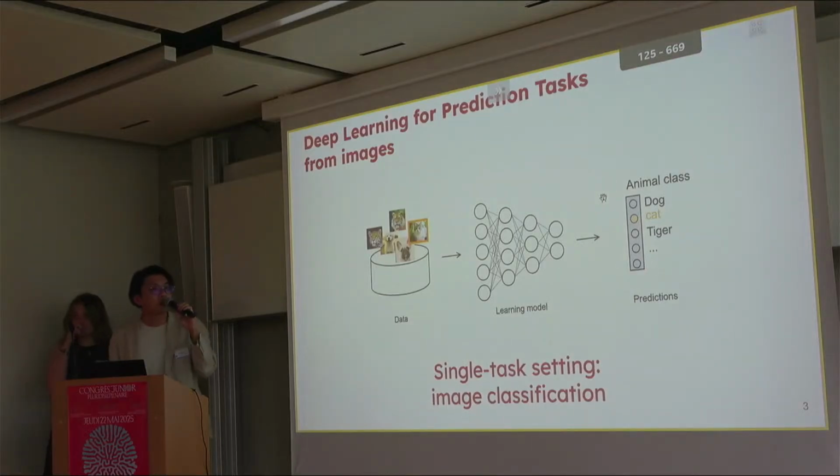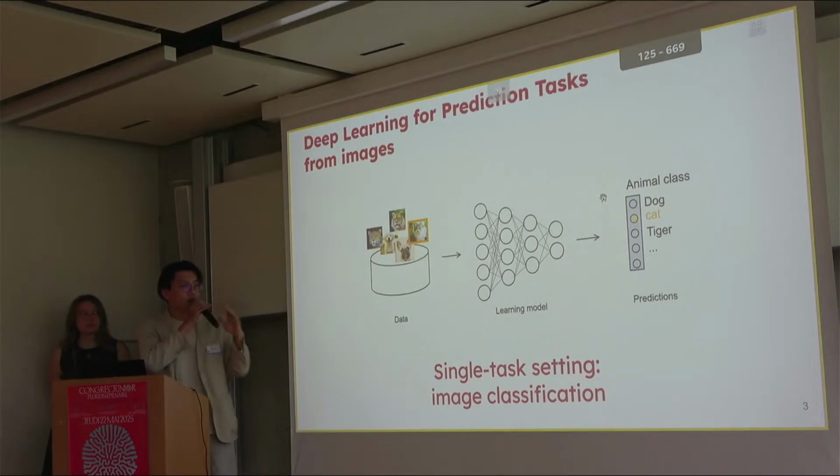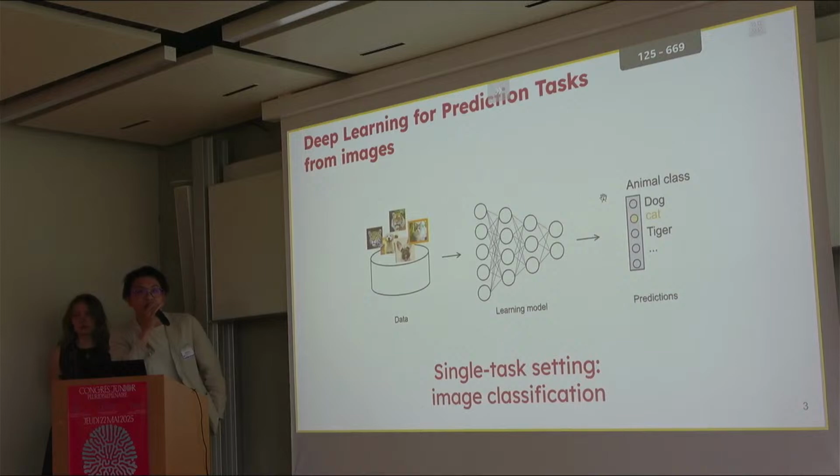And deep learning is a promising approach for early prediction of sepsis. So to know how it works, let's go through a simple example. Here's a case of image classification, and here's the data we can input into the learning model. The data is various images of, like, tigers, dogs, and cats.